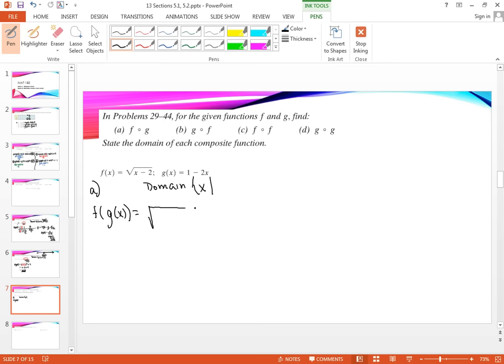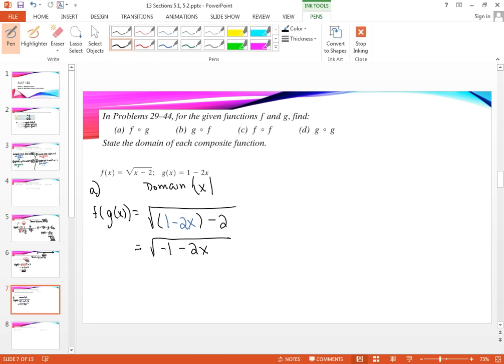So f is the square root of something minus 2. And the something that we're going to plug in is the g function. Okay. So when we clean this up, we get the square root of 1 minus 2x minus 2. What's that? Minus 1 minus 2x. So that's our composite function, the square root of negative 1 minus 2x.